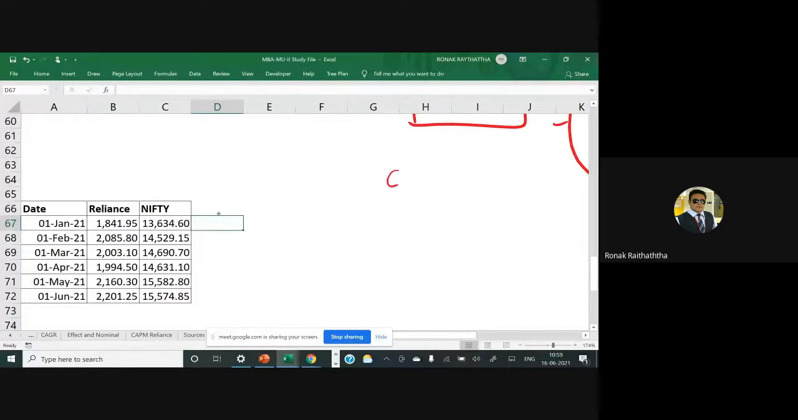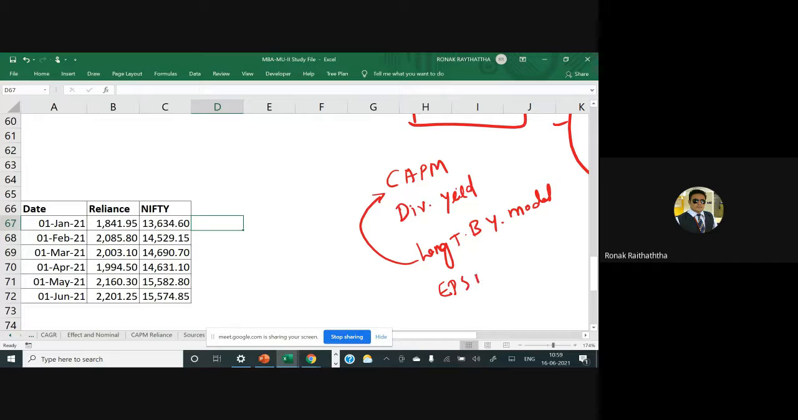One was the CAPM method, also called the capital asset pricing model. Then we had seen the dividend yield model, also called the dividend growth model. Then the long term bond yield model or method, which is a twin brother of CAPM, just a minor difference. And the last one was the EPS method, the earnings approach. These are the four ways to find the cost of equity.